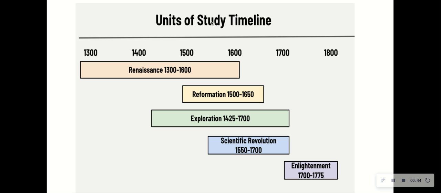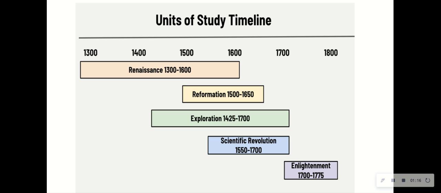Here we have the units of study timeline. It goes from 1300 to 1800. So that's a pretty big chunk of time. And in the beginning of that time, we have the Renaissance, which really sprouted a lot of thinking and a lot of belief that people really took in, like the Reformation and exploration time. Like in the exploration, they explored new lands. In the Reformation, they reformed the Catholic Church.